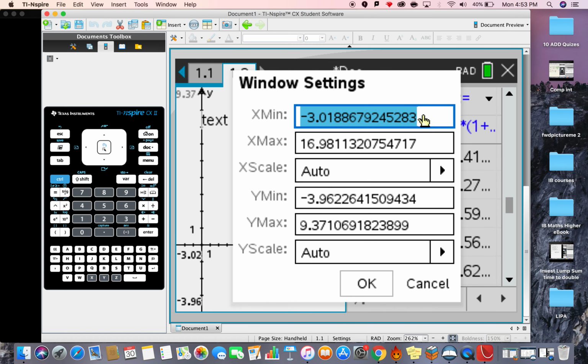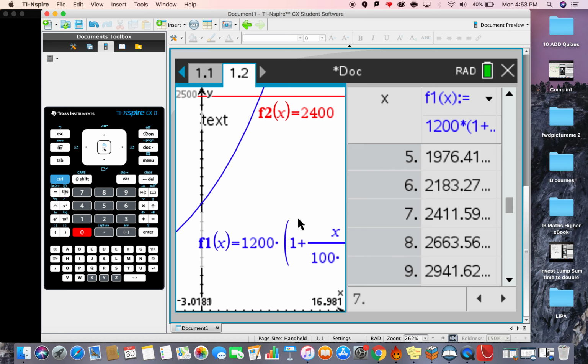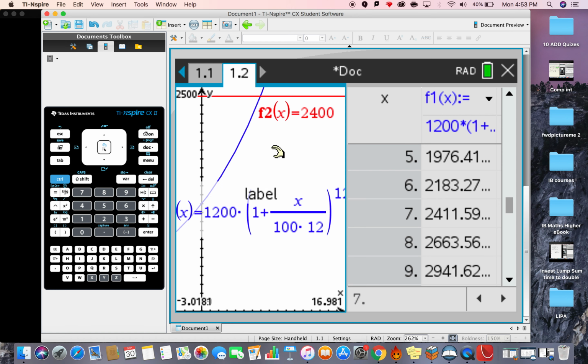The x value is the percentage rates, so I'm going to go from -3% to 16%, 17%. The y value is the final value of your investment. I know I need to go up to about 2,400 on the y maximum, so let me go to 2,500. It looks quite complicated, but let's unpack it. The blue line is the first equation you typed in. The red line is 2,400, and the intersection point is what we're after.